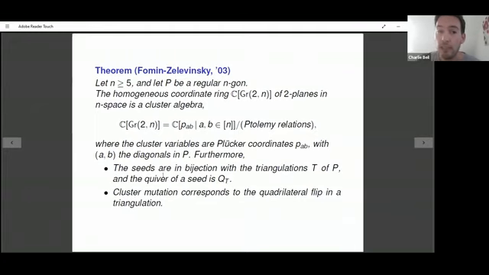Furthermore, the seeds are in bijection with the triangulations T of P, and the quiver of a seed is given by what was defined on a previous slide. And cluster mutation just corresponds to, in a quadrilateral, you flip a diagonal, and what that will do in the quiver is it will correspond to a quiver mutation in quiver Q_T.